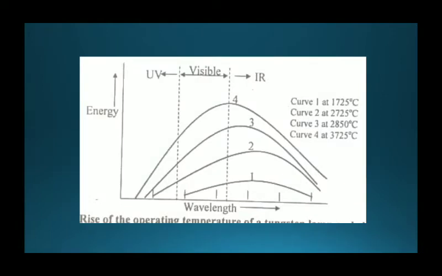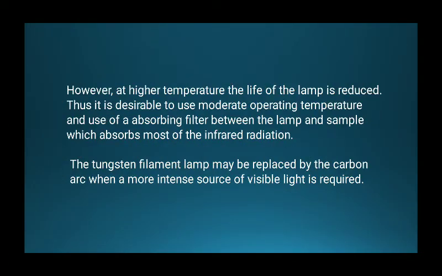See here, in this way, energy against wavelength. However, at higher temperature, the life of the lamp is reduced. Thus, it is desirable to use a moderate operating temperature and use an absorbing filter between the lamp and the sample, which absorbs most of the infrared radiation. The tungsten filament lamp may be replaced by a carbon arc lamp when a more intense source of visible light is required.